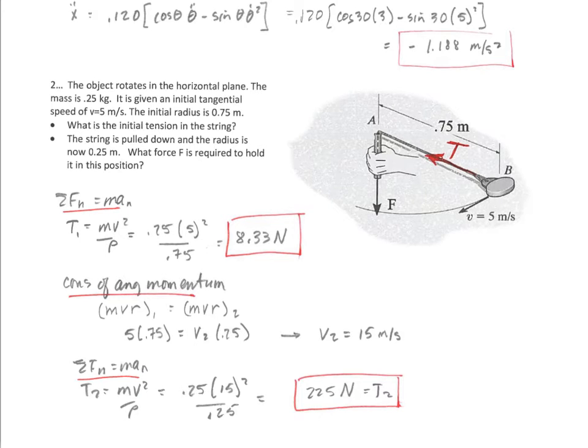The conservation of angular momentum part says that as this rotates around, if you pull in on the string, you have a new radius, but mvr1 is going to be equal to mvr2. That was the conservation of angular momentum. The reason that works is because the work being put into the system is only in the normal direction. There isn't any work in the tangential direction, so conservation of angular momentum works. So we get our new velocity at the inner diameter of 15 meters per second, and then we can do the same process here to find the tension.